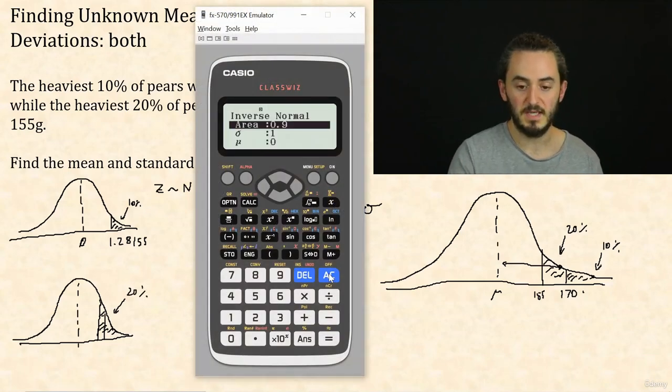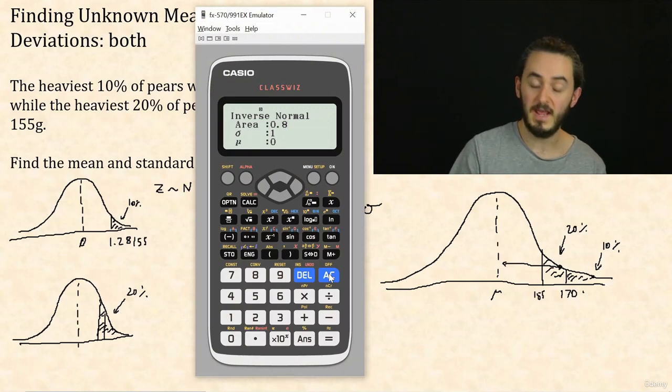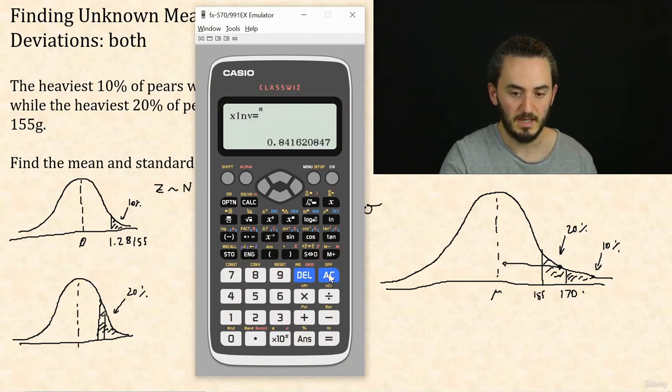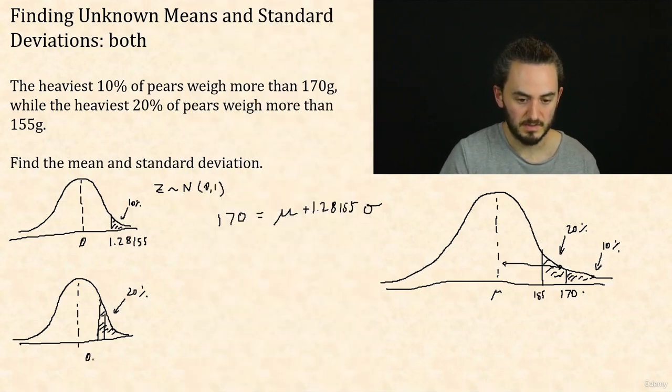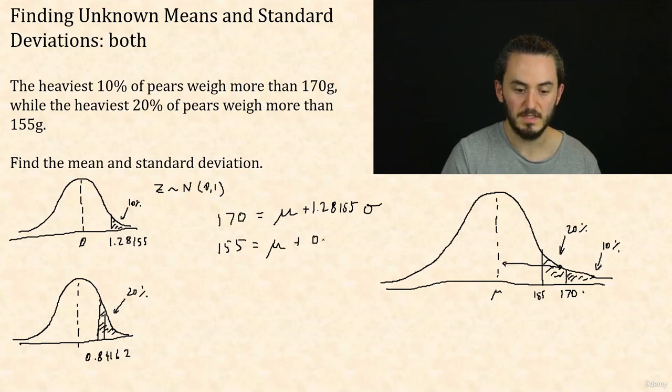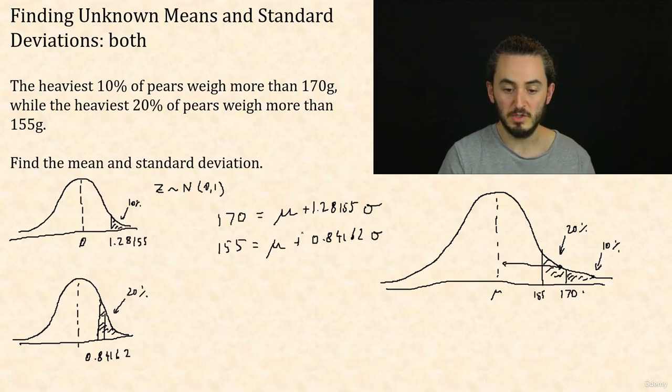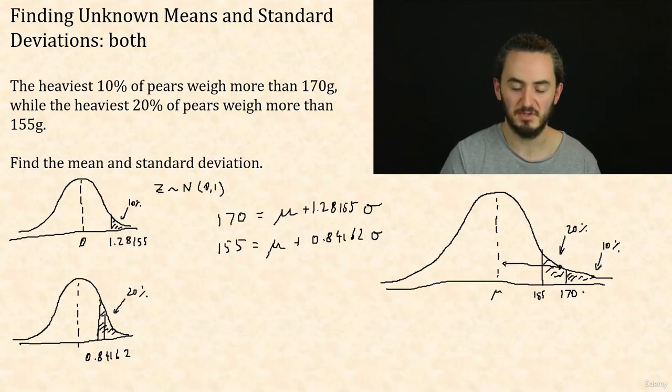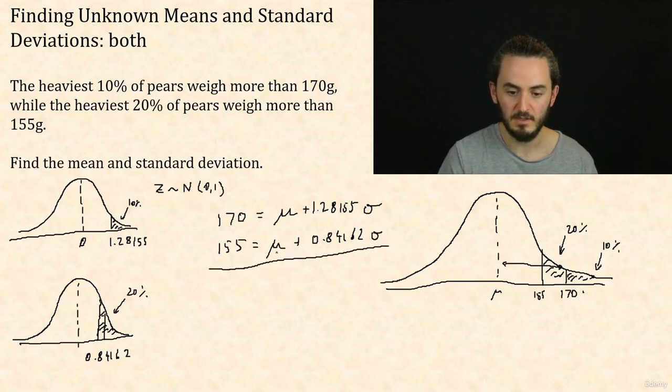So the top 20% is going to be an area to the left of 0.8. And that is 0.84162. So that means that 155 was the mean plus 0.84162 standard deviations. Well, look, two equations, two unknowns, is simultaneous equations. And in fact, it's a pretty easy one because you've got mu sitting there in both. So if we just subtract these, the mu's will cancel.